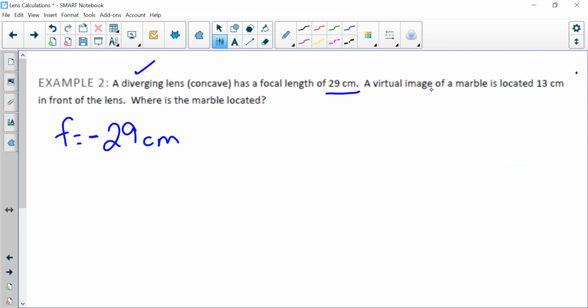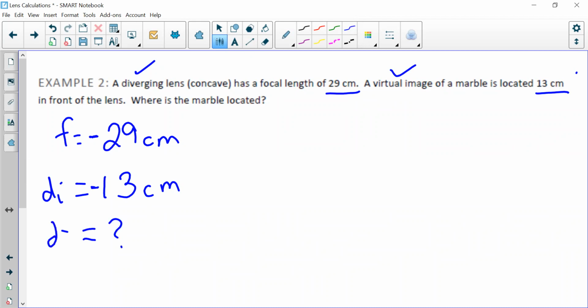A virtual image of a marble is located at 13. What is the 13? The DI. Okay. It says it's a virtual image. So is this a positive or a negative 13? Negative. Very good. And what are we solving for? Object distance. Distance of the object.